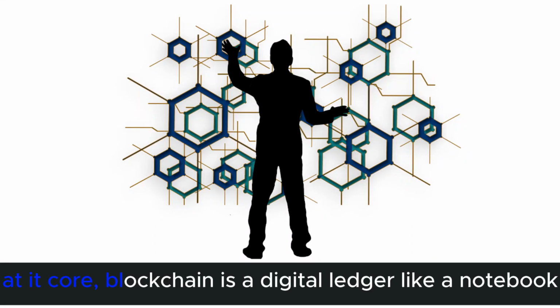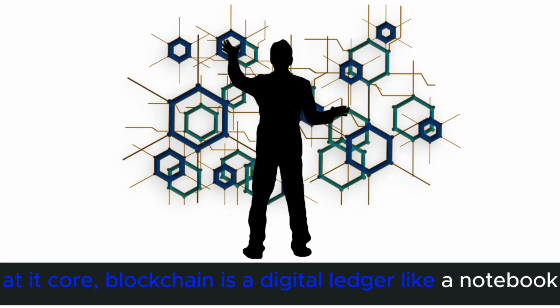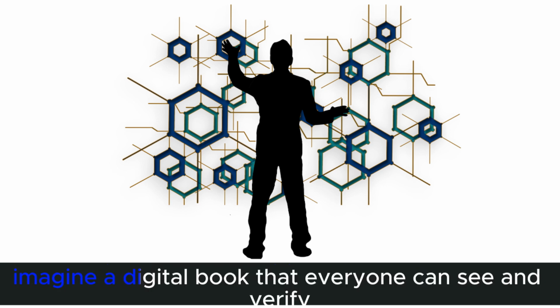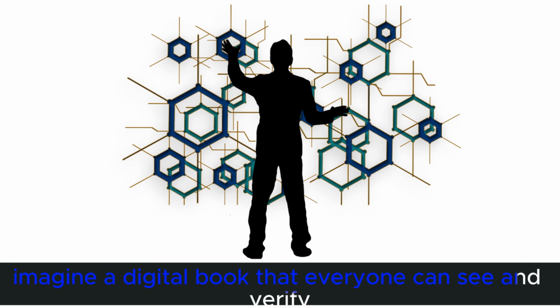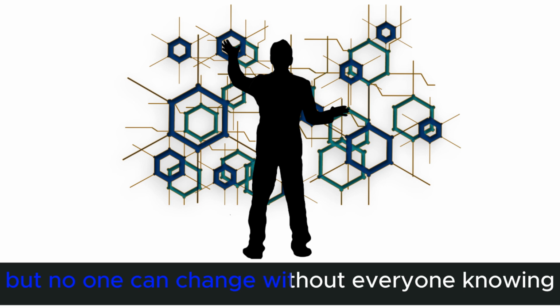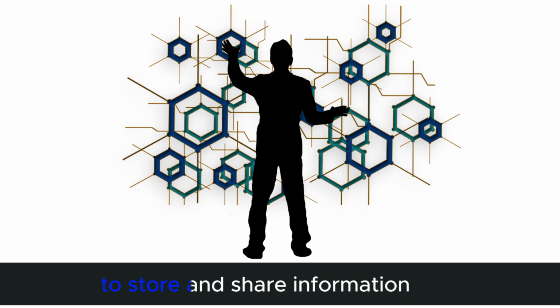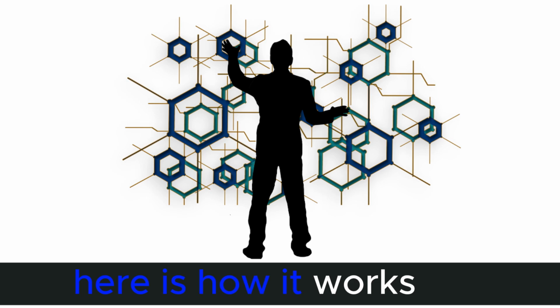At its core, a blockchain is a digital ledger, a notebook or a spreadsheet, but it's not your regular notebook. Imagine a digital book that everyone can see and verify, but no one can change without everyone knowing. This makes blockchain an extremely secure way to store and share information. Here is how it works.